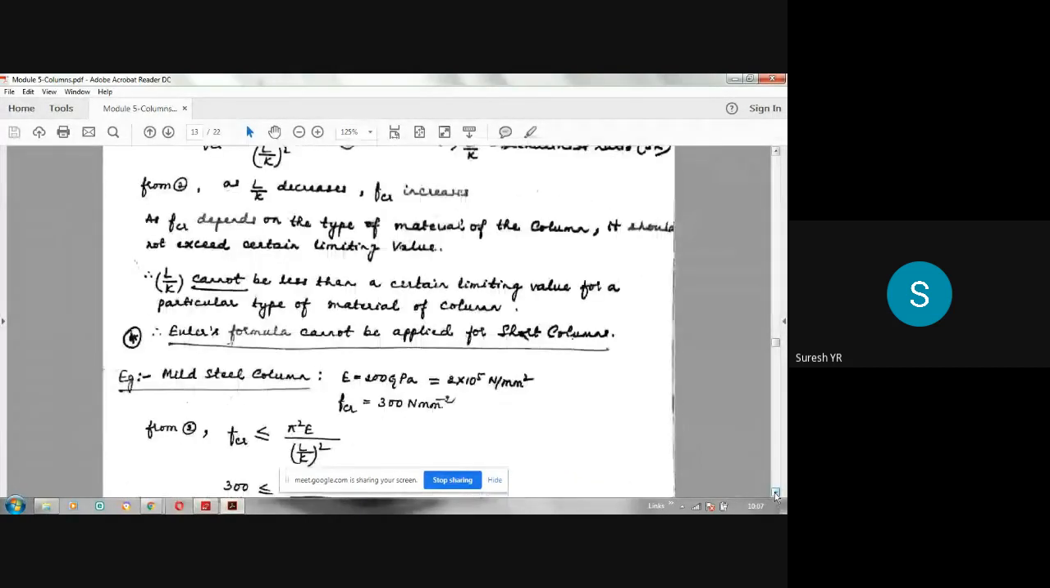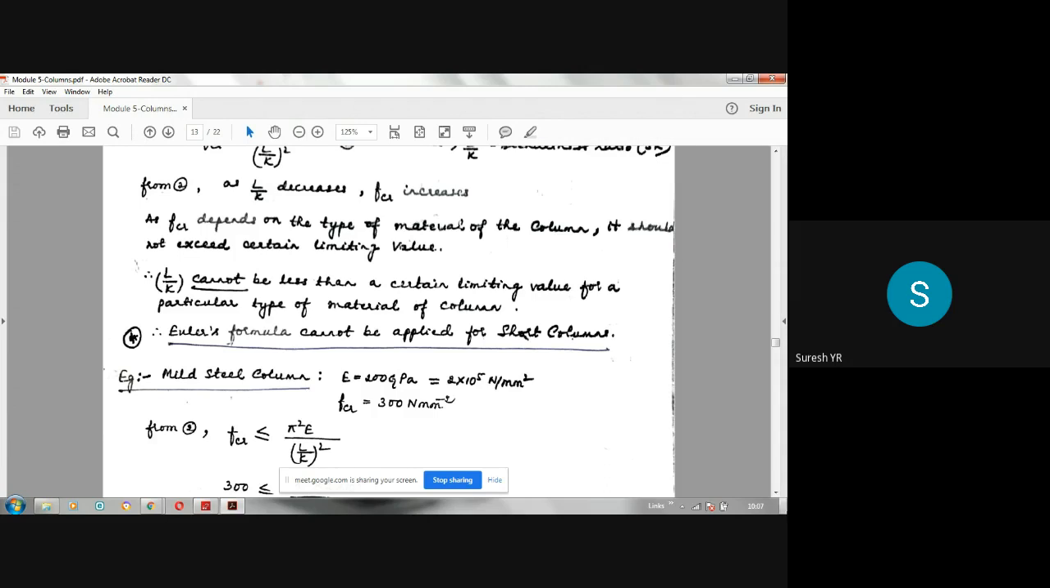So when L is less, effective length is less, meaning for short columns, Euler's formula cannot be used. So that is the limitation of Euler's formula that I had explained using that formula. Converting that I to A K square and substituting that once again in that formula, you can see that FCR value for a particular material of the column is restricted or has got a limiting value, so L by K value cannot be less than a particular value. That is the meaning. Now I will take an example for this mild steel column.